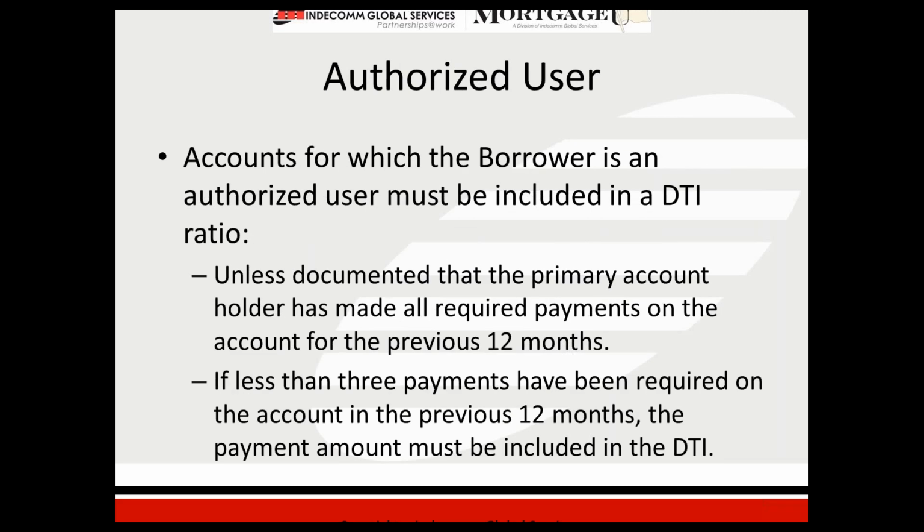Authorized users, this can be a challenge sometimes with determining whether or not we include that debt into the DTI. This is found on page 3 of your job aid. Accounts for which the borrower is an authorized user must be included in a DTI ratio unless you can document that the primary account holder has made all of their required payments on the account for the previous 12 months. So it's very important that if you see an authorized user account on your borrower's credit report, the credit history must be reviewed and there can be no lates in the last 12 months. If there are less than 3 payments on the account in the previous 12 months, the payment amount must be included in the DTI.